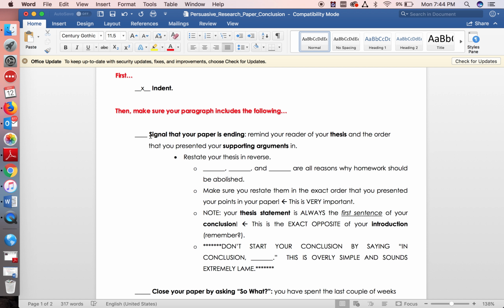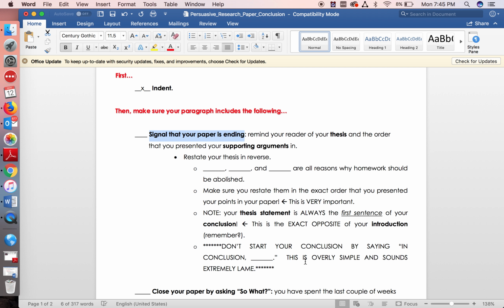Second thing that you're going to do is signal that your paper is ending. And ladies and gentlemen, please, please, please do not start your conclusion with "In conclusion," comma. That is a very, very amateur way of ending a paper. It's something you learned when you were younger, and it served its purpose at the time. And those teachers, I'm not saying were wrong or anything like that, but we're upping the stakes a little bit. We're teaching you something a little bit more advanced, okay?